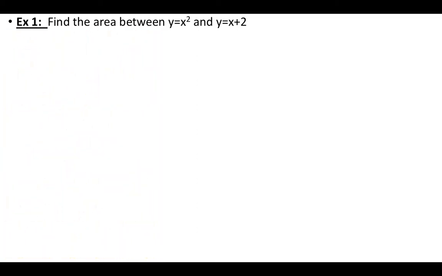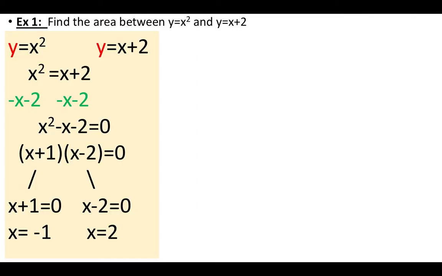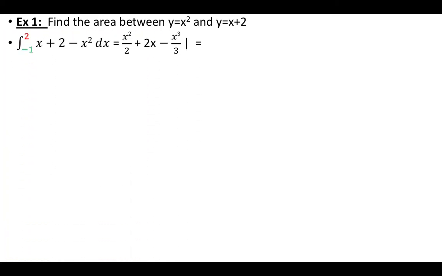Now that I have that, and by the way, please have these in your notes. Don't just move on like I'm doing right now. It's because I need more space here. Now that you have that, you're going to go ahead and plug in. So we had -1 to 2. That's where our integral is going to be. We're going to do the taller function, x plus 2, minus the smaller function, x squared.